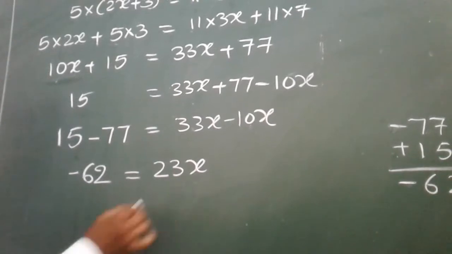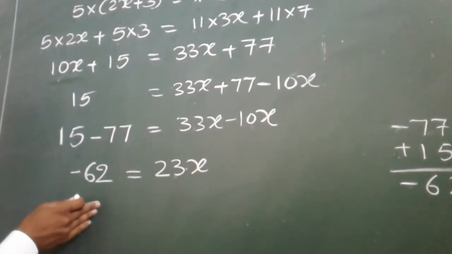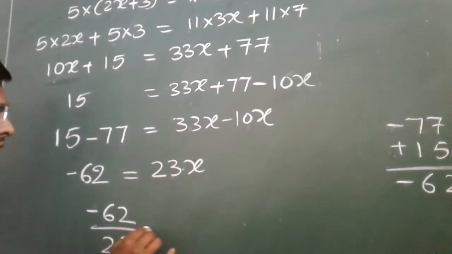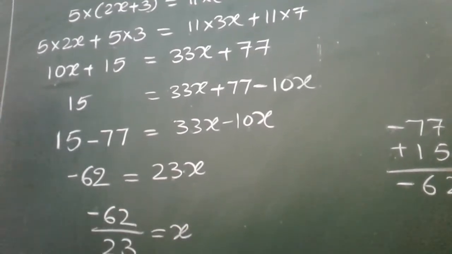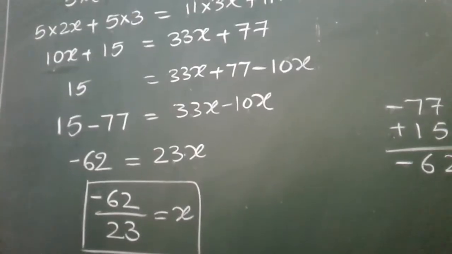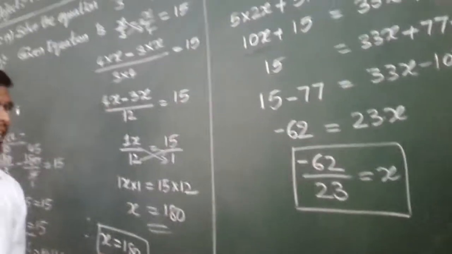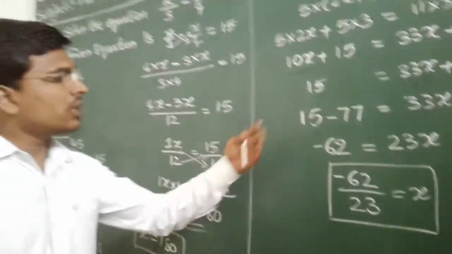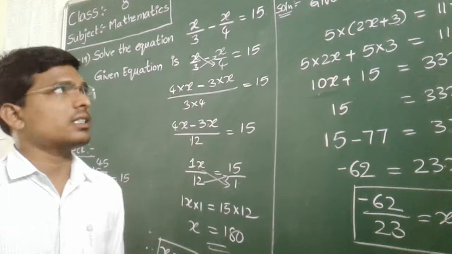What is the value of x? So send this 23 to the left hand side. So minus 62 divided by 23 is equal to x. So this is the value of x. In this way we can solve the problem. So we will not only get exact numbers, you can get rational numbers also. Such types of answers are also correct answers.